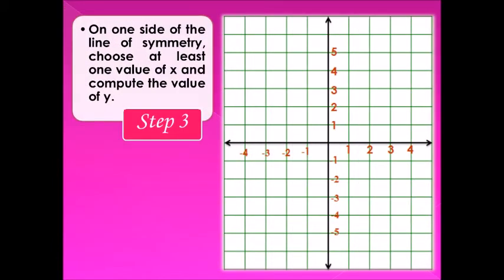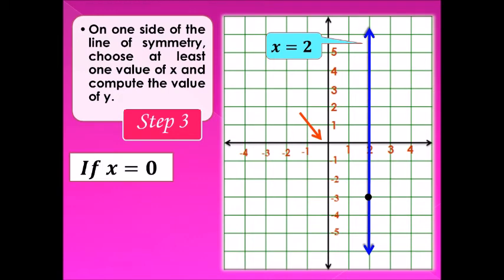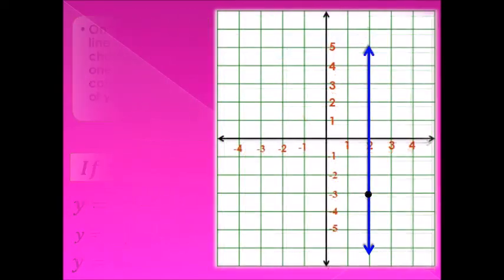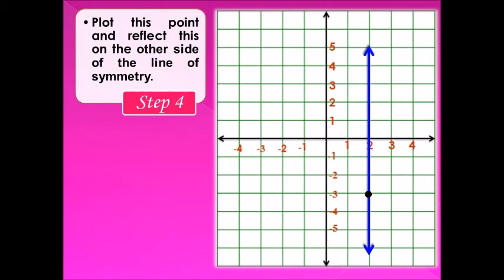Third step, on one side of the line of symmetry, we are going to choose at least one value of x and compute the value of y. For example, if we choose x = 0, therefore y is equivalent to 1. Fourth step, we need to plot this point, and this will serve as our second point, and then reflect this on the other side of the line of symmetry, which will become our third point.